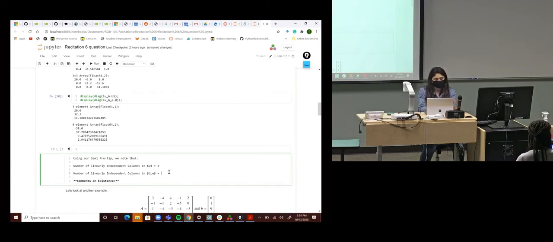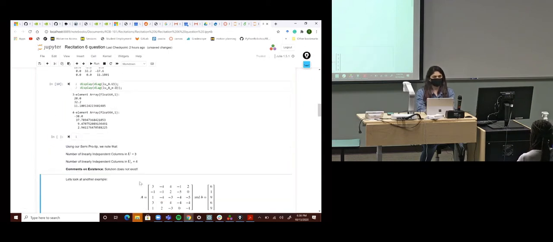Yep, because we added a column, right? So now we know that it does not have the same number of linearly independent columns. 4 is not equal to 3, right? So we can say that the solution does not exist. That's it.